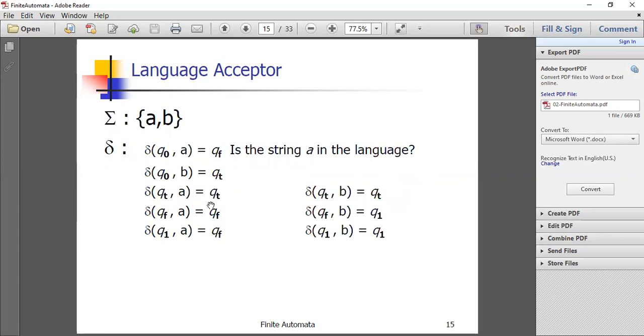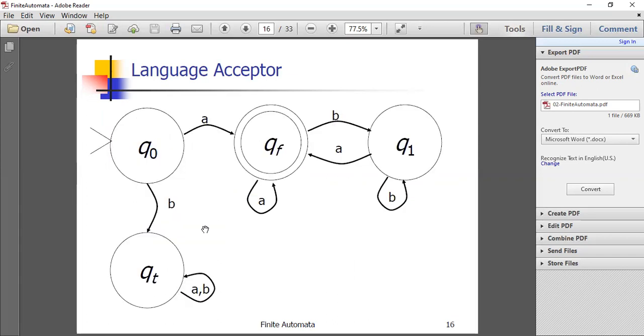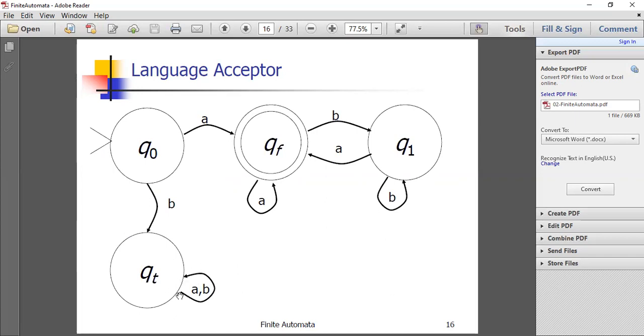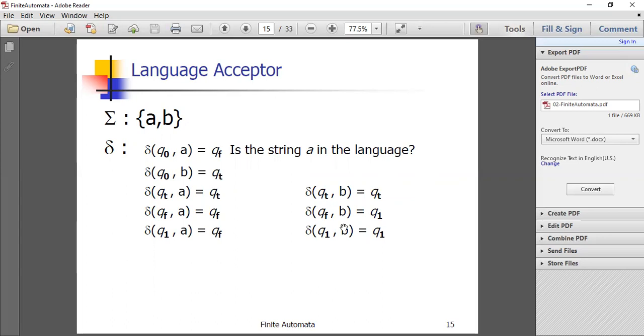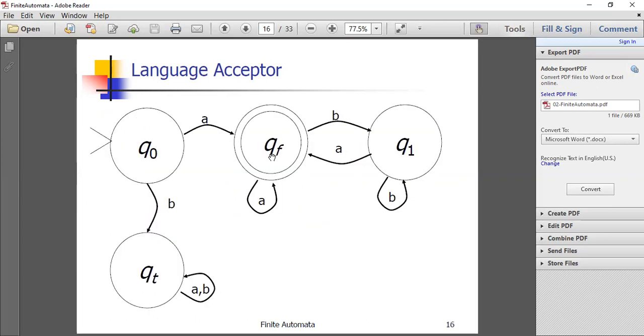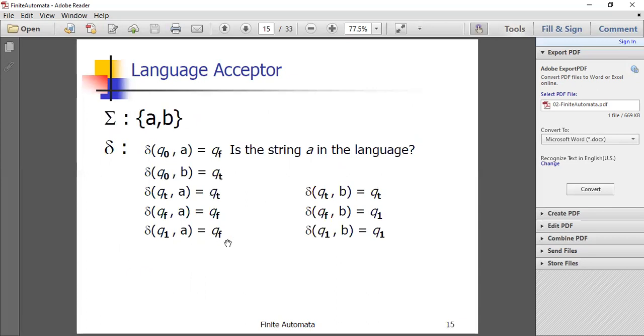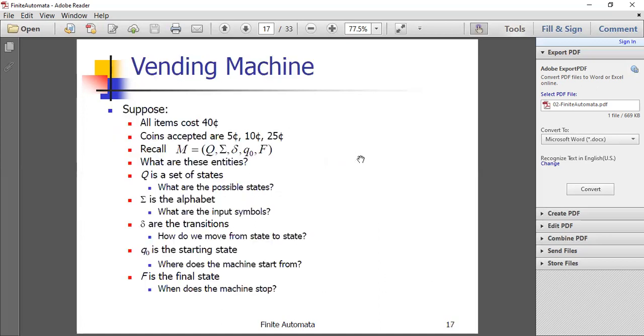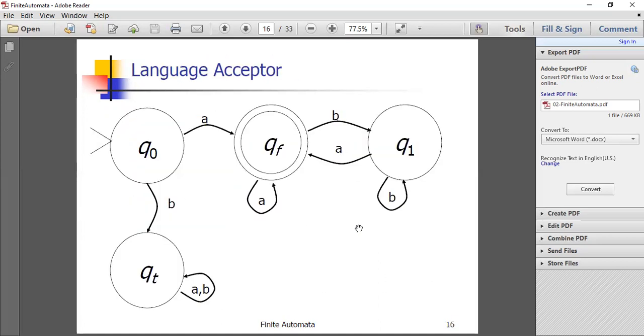Again here, QT on A, it reaches the same state. QT on B also, it is reaching the same state. Again, QF on B, it is reaching Q1. QF on A, it is reaching the same state. So Q1 on A, it is reaching the final state. QF on B, it is reaching Q1. Okay. So for this transition function, we have designed the transition diagram.